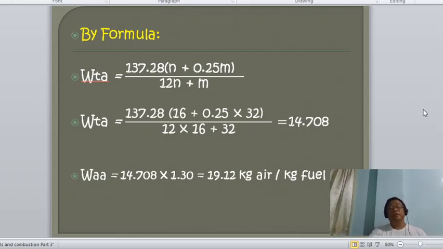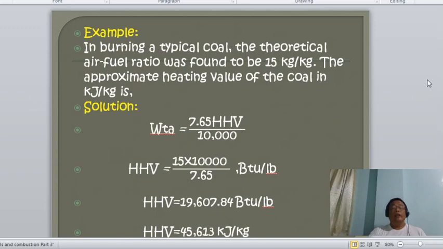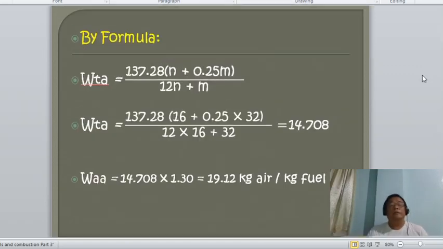Again, this is by formula. This is maybe the easiest way to determine the theoretical air fuel ratio, and of course, if excess air is given, the actual air fuel ratio is also easily determined. Okay, so let us take another example class.